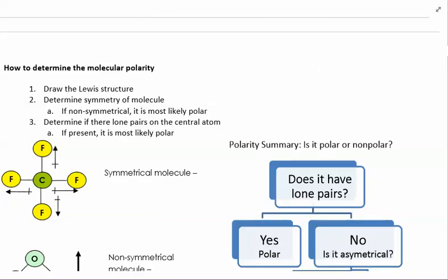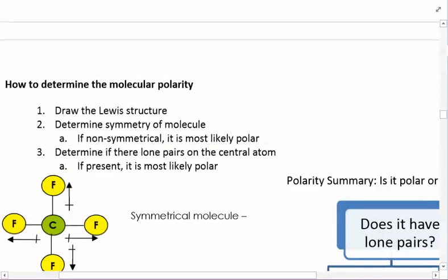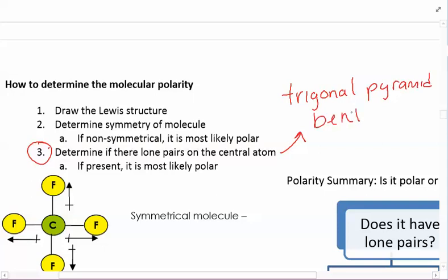So how do we go about determining the polarity of a molecule? We draw the Lewis structure, we determine the symmetry, and we look at the lone pairs. I usually look at the lone pairs first, because if there are lone pairs on the central atom, it's going to be polar for us. So if you think about this, there's two shapes. We have trigonal pyramid and bent. These two shapes are always going to be polar, 100% of the time.